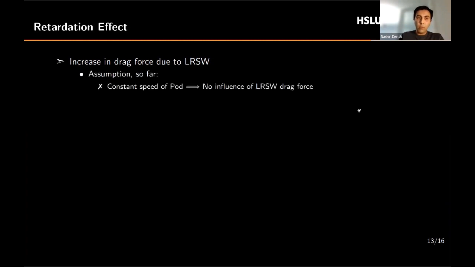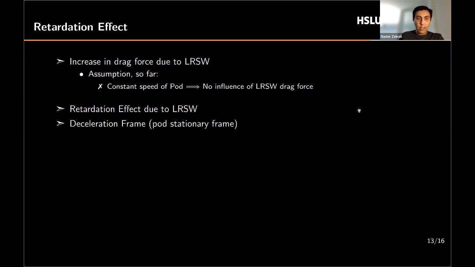And the main effect of this interaction, we saw, is that the reflection wave increases the drag force on the pod. But so far, our assumption was that this drag force is not influencing the speed of the pod, but actually it will cause the pod to decelerate and retard. We have a retardation effect. And the way that we capture the deceleration effect, the retardation effect, is through the deceleration frame.